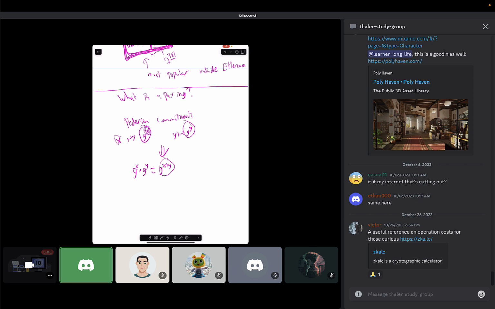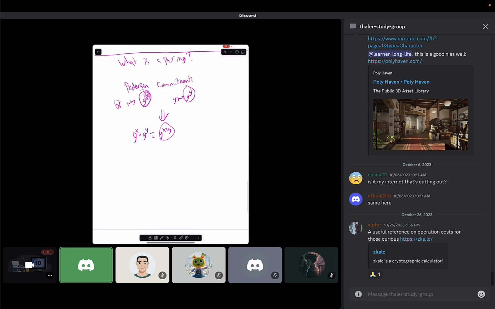Okay, but I said there wasn't an analog of this for multiplication. So I said, let's say the prover has committed to x, y, and z, and the prover claims that z equals x times y. I said you can't check this claim directly.